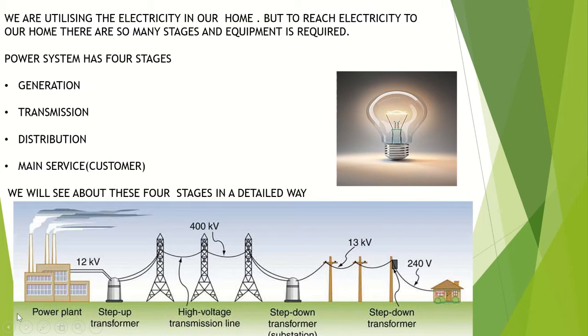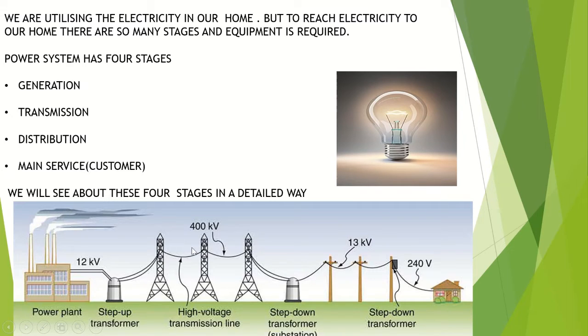Here it is a power plant where the generator is the main thing. Here there is a step up transformer. After the generation, the voltage is increased. Here 12 kV is the generator output voltage. Here it is stepped up to 120 kV, 400 kV. Now people are going for 700 kV also. So very high voltages are there.